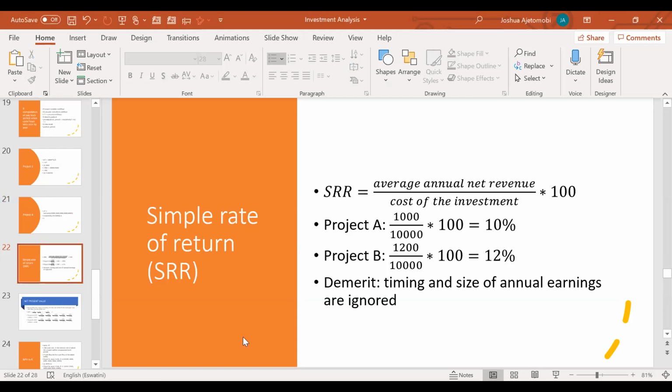Have you done it? We were writing it, Prof, right? Yeah, just go to your app. You say SRR1 is equal to 1,000 over 10,000 multiplied by 100, and you get 10. Just like your normal, just like writing it on the blackboard. Then project B will be 1,200 over 10,000 multiplied by 100. That's going to give you 12%.